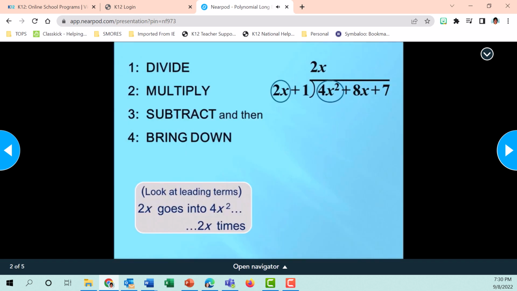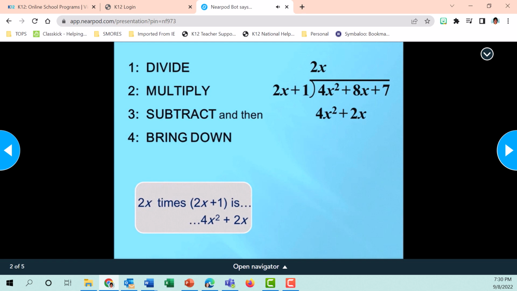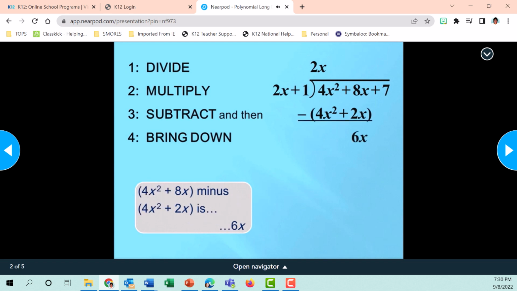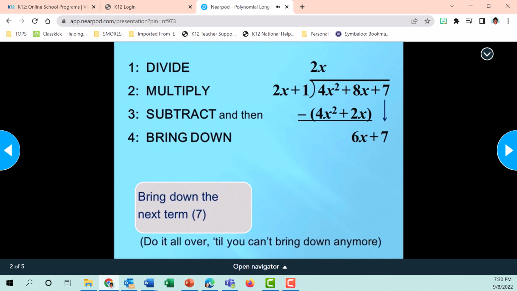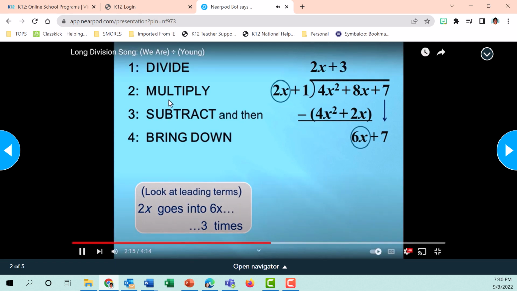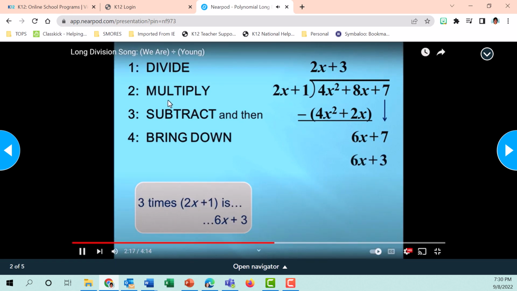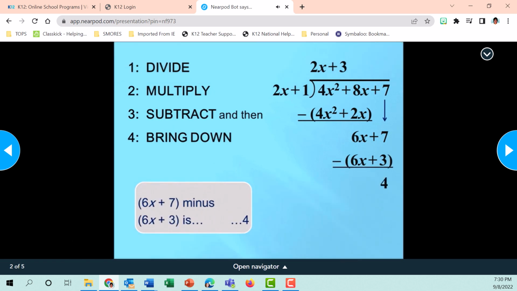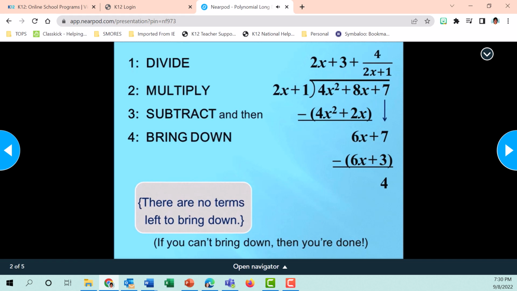Divide, multiply, subtract and then bring down. Do it all over till you can't bring down anymore. Divide, multiply, subtract and then bring down. If you can't bring down, bring it on.